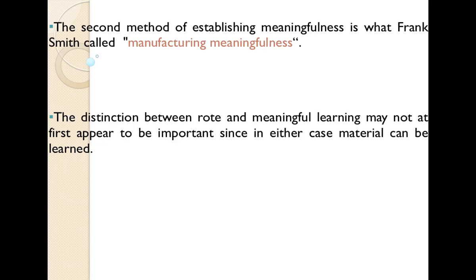Another method of establishing meaningfulness is what Frank Smith called manufacturing meaningfulness. It means that we can make things meaningful if it is necessary, and if we are highly motivated to do so. For example, students cramming for an exam can make things meaningful. They create mnemonic devices so as to remember things. Because they know that retaining these mnemonic devices will lead to retaining the whole list of items. For example, to remember the Great Lakes in America, you may just put them in a sentence.